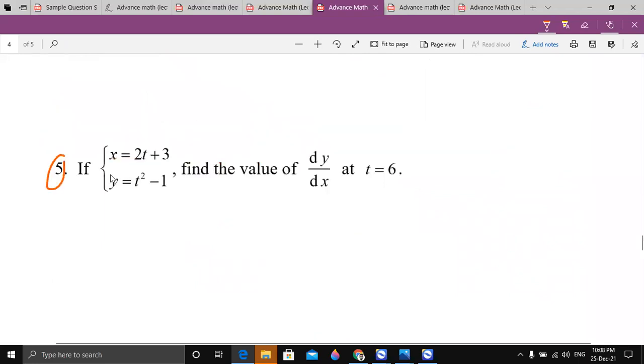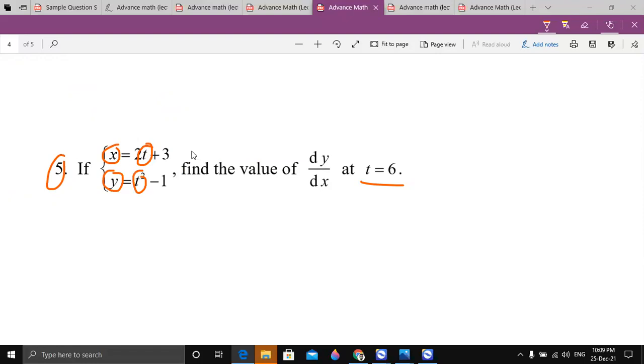If x is equal to 2t plus 3 and y is equal to t square minus 1, find the value of dy by dx at t is equal to 6. So you see here, this is some kind of parametric equation, right? Because we have two different variables x and y, and they depend on another variable t. Okay, so this is a parametric equation.